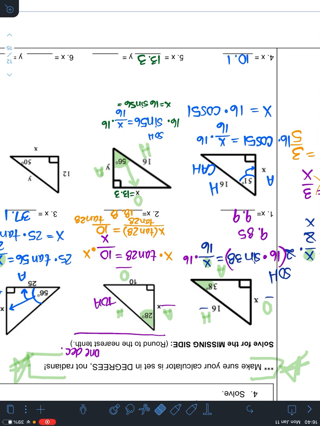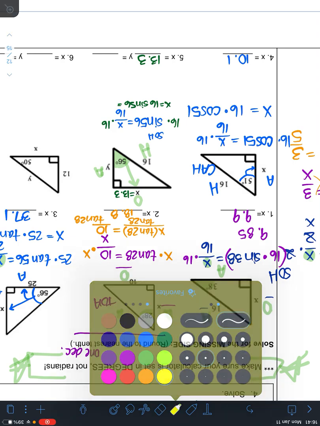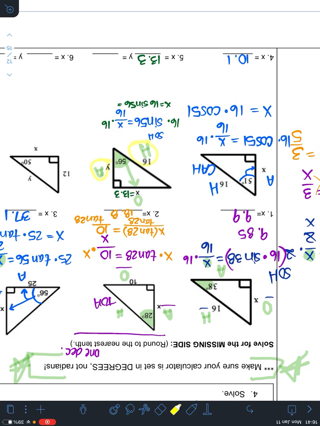And now let's go back and pretend that x isn't there. So we're just going to ignore the opposite side, and we're going to use our adjacent side and our hypotenuse. So if I use adjacent and hypotenuse, that's CAH, so that's cosine. So I say the cosine of 56 is equal to the adjacent side divided by the hypotenuse.